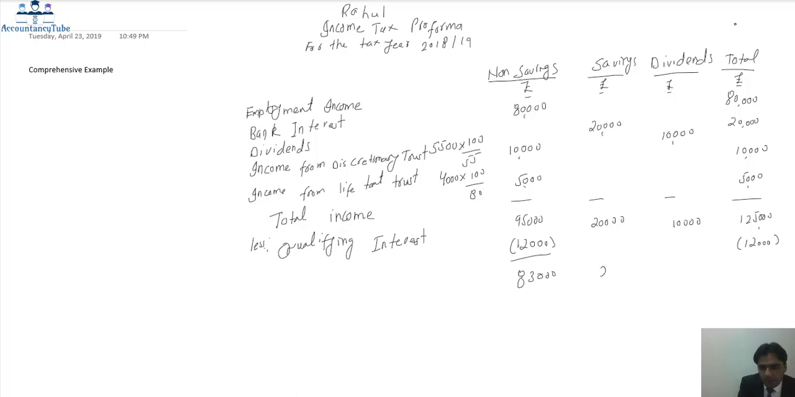The rest would be exactly the same, so 20,000 pounds here, 10,000 pounds in this one, and 113,000 pounds. Okay, so that's how our income is.